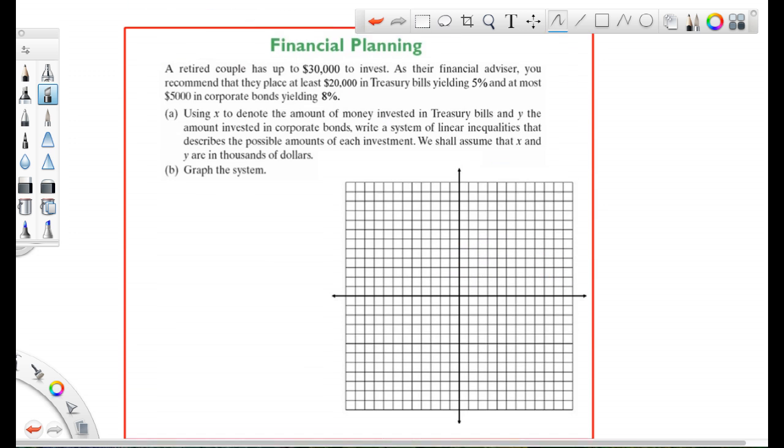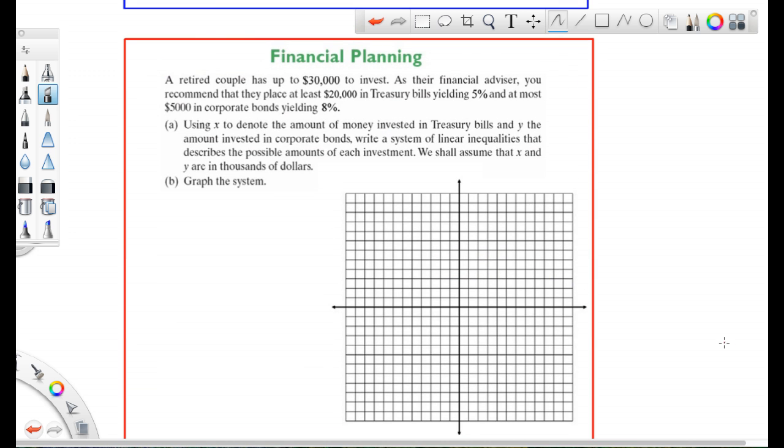Alright, last one here. You can do word problems with this. Yay! So let's see what it says. A retired couple has up to $30,000 to invest. As their financial advisor, you recommend that they place at least 20,000 in treasury bills yielding 5% and at most 5,000 in corporate bonds, using X to denote the money invested in treasury. So X is treasury, and Y then would be corporate bonds. Write a system of linear inequalities.